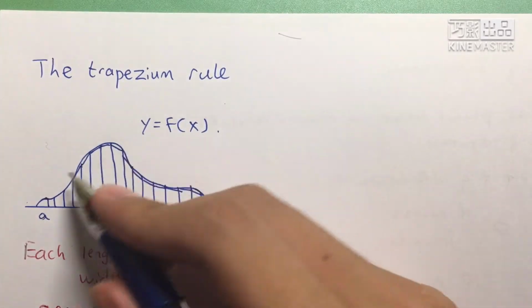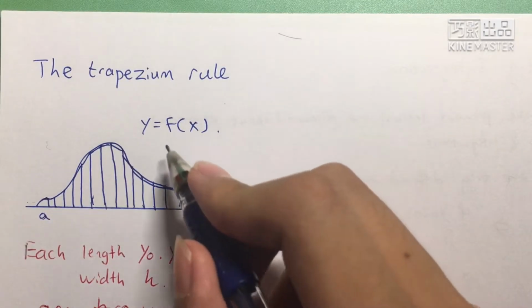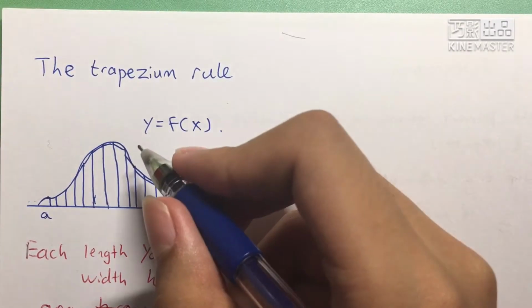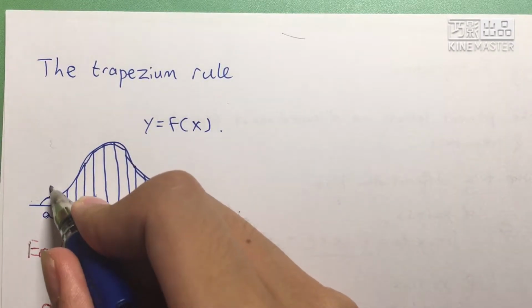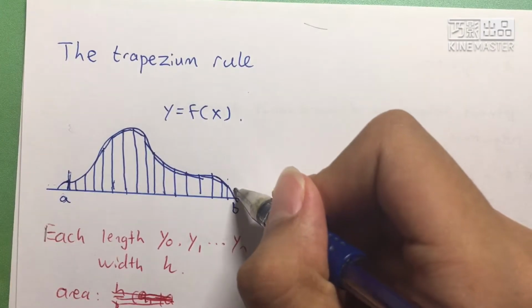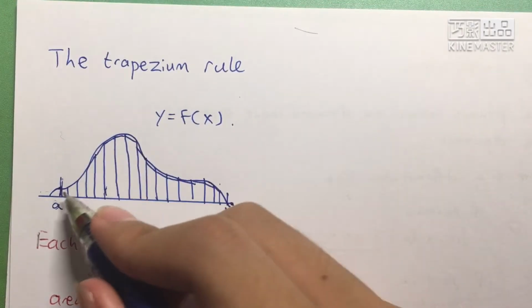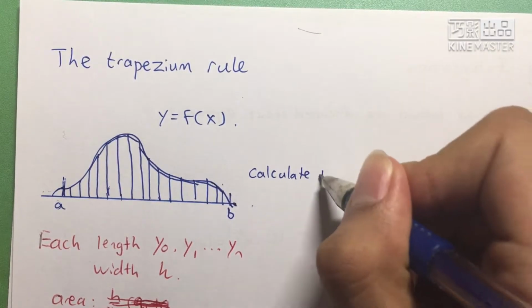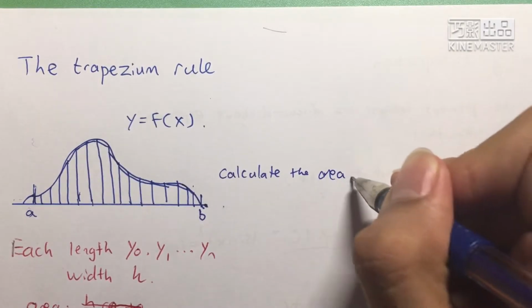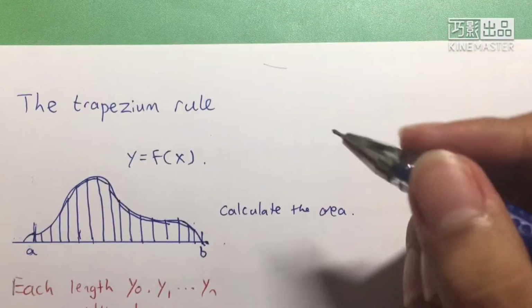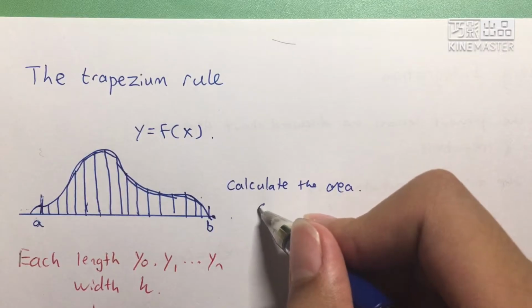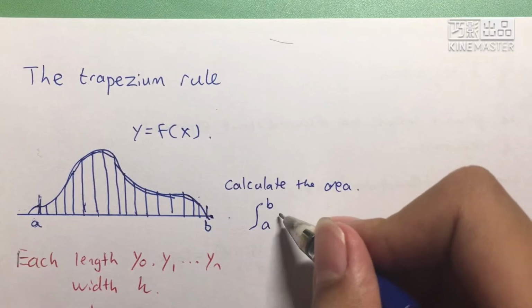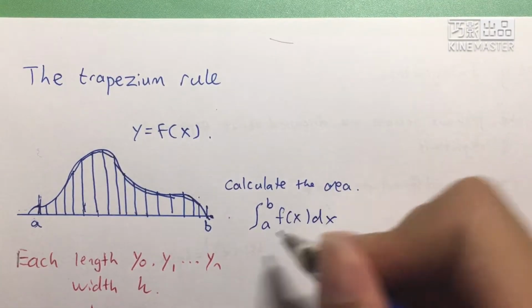Firstly, let's consider we have a graph, y equals f(x). And now we have a range, here is a and here is b. Now we want to calculate the area. Because we have learned integration, the area is equal to the integration from a to b of f(x) dx. So that is our area.